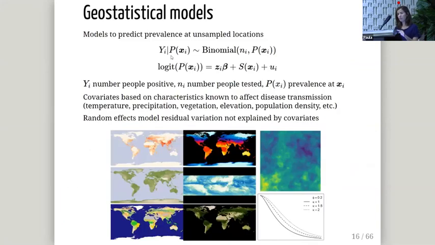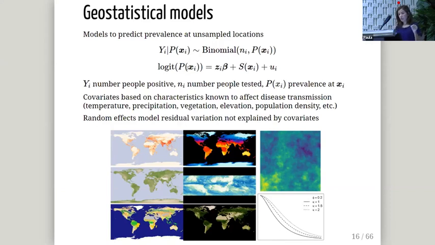So we can model this with this model. Here the prevalence, p of x i, is the prevalence at location x i. So it's the proportion of people in the sample that were positive. And n i is the total number of people in the sample. So here we have that the number of people that tested positive follows a binomial distribution with parameters n i, the total number of people in the sample, and p of x i, that is the prevalence, the probability of being positive.